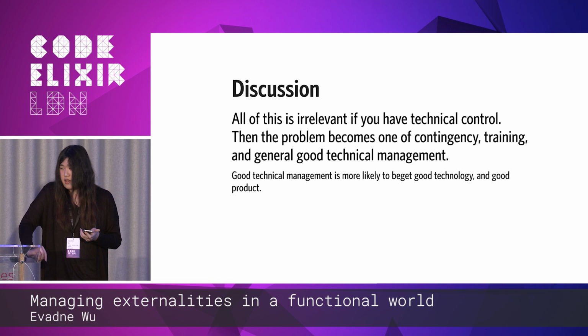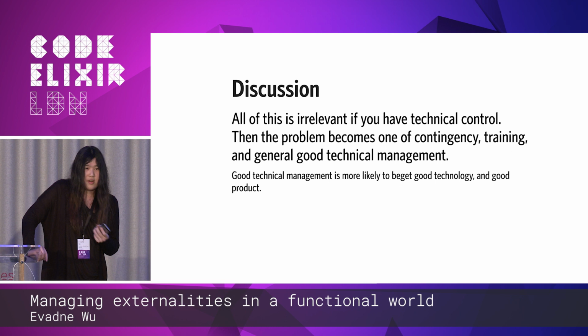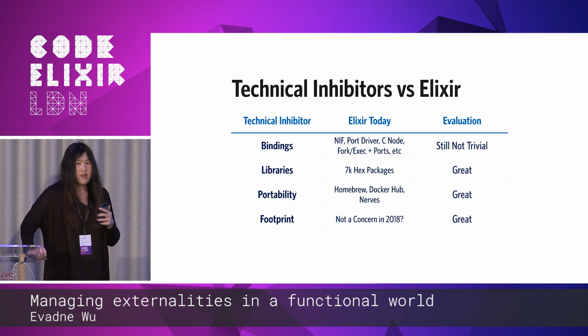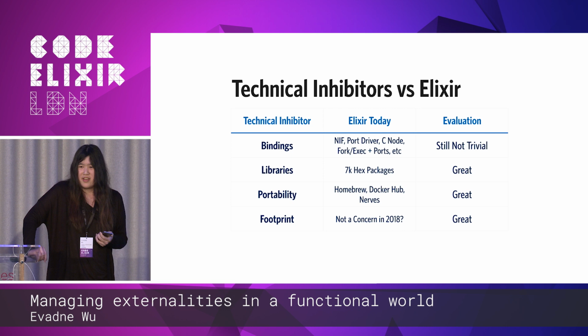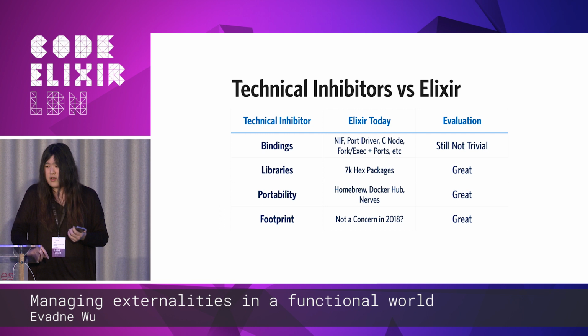So if you look at Elixir's attributes today and compare them to the technical inhibitors, you can see for these four attributes, like lack of bindings, well, there are many ways you can bind a C or C++ library to Elixir. I would admit it's not trivial, but it does work. And it works every time if you know how to do it. So it's fine. And regarding libraries, we have 7,000 packages on Hex, I believe.